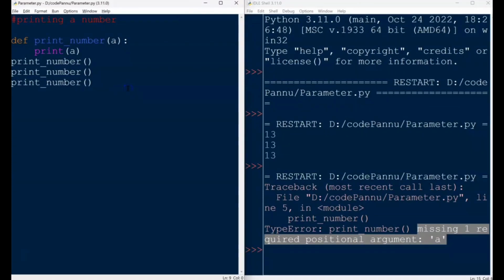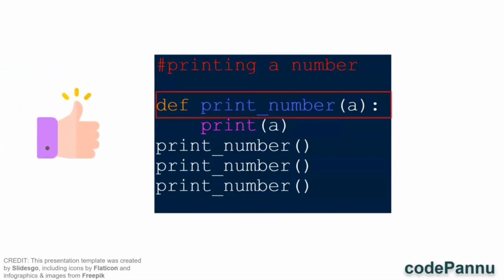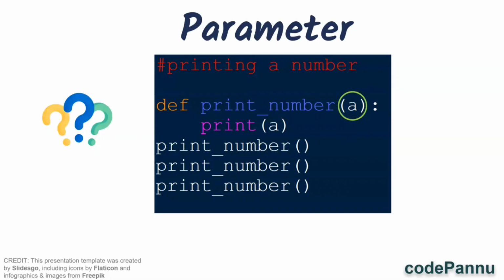For now, what you have to understand is that when you write a function, you put the variable name in the brackets. So here we have written a function to print A. So we put the variable in the brackets and this variable is called a parameter. And what is missing here? The value for the variable is missing. And Python also gave us an error. So where should we give this value? We will see that in the next video with the same example.